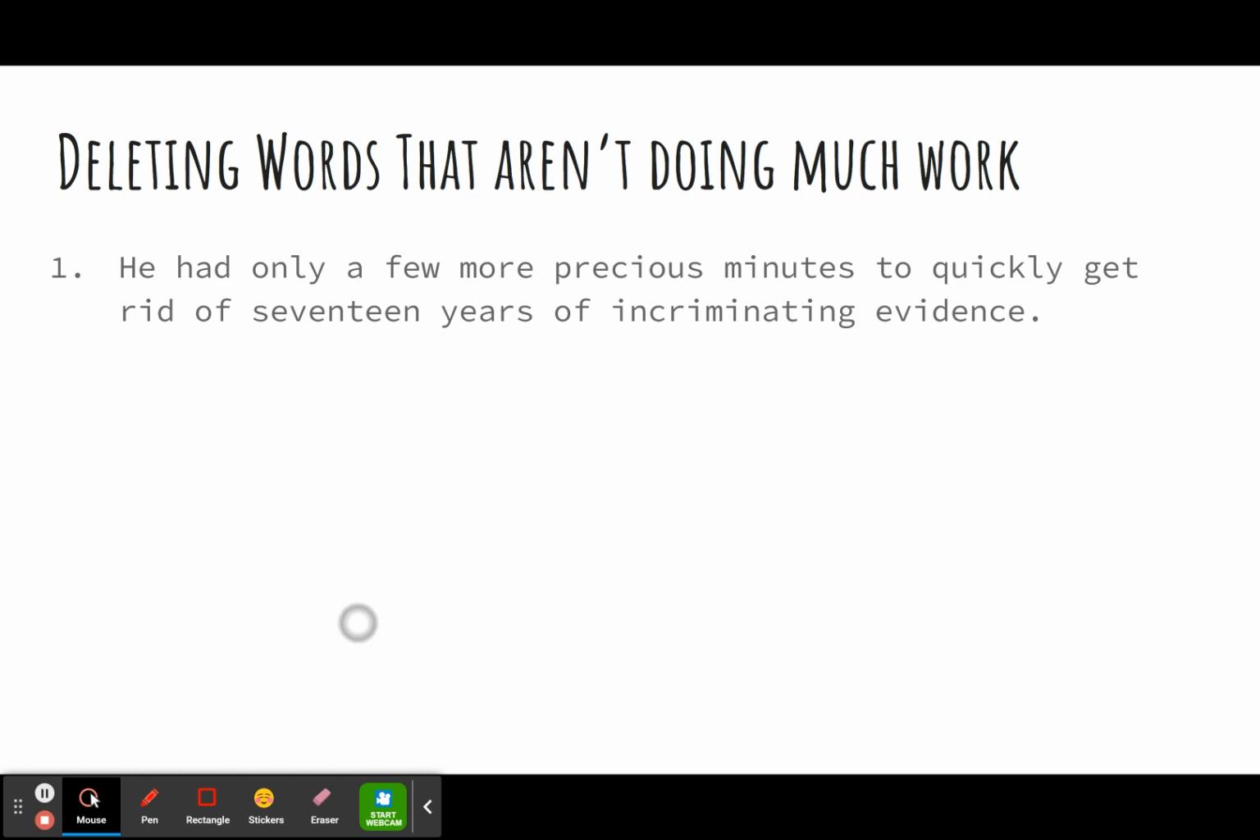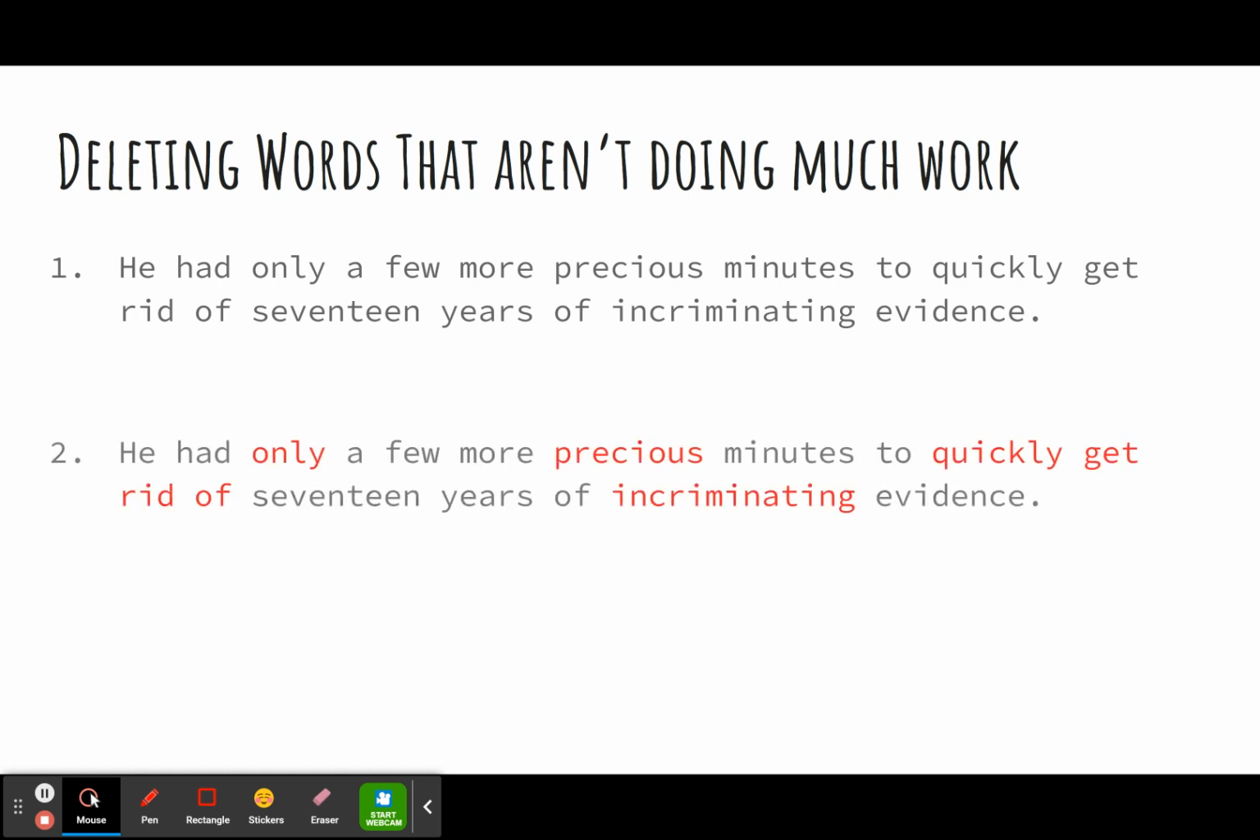We've got some words in there that really just aren't doing much for us, right? So you've got things like, he had only a few more precious minutes. Like, you don't need to say both of those things, right? Like, we get the idea that you have a few more minutes. They have the phrase like quickly get rid of. That's a lot of words. You could probably find something that's going to be a single word that gets the same idea across in a more efficient way. And then you've got incriminating evidence, which, incriminating, really cool vocab word, right? Like, sounds pretty good. Do you really need it though, given the rest of what's going on in the story?